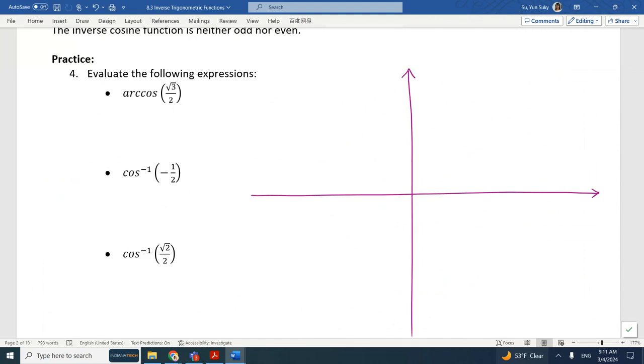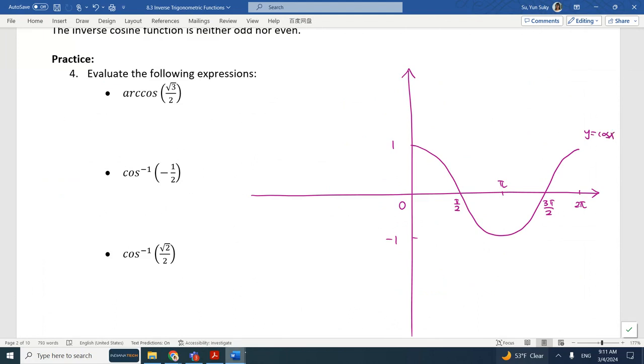So if you see arc cosine, you draw the graph of cosine. So cosine is from 0 to 2 pi, and it starts from 1. And this is -1, and this is pi over 2, 3 pi over 2. So this is cosine x.